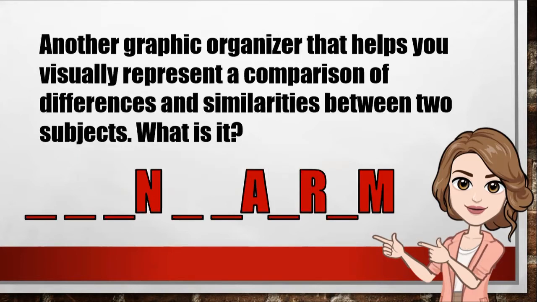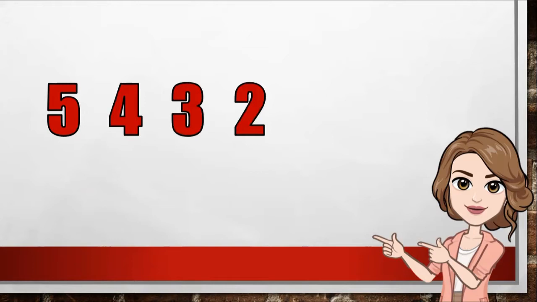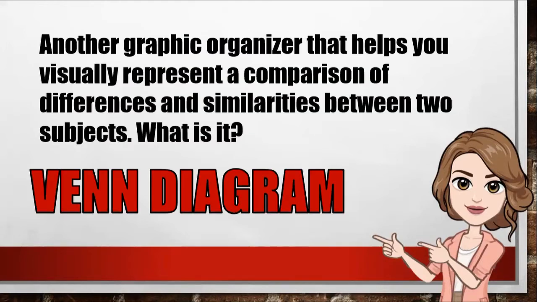Next question. Another graphic organizer that helps you visually represent a comparison of differences and similarities between two subjects. What is it? Let us see if your answers are correct. Very good. You got it right again. The answer is Venn diagram.